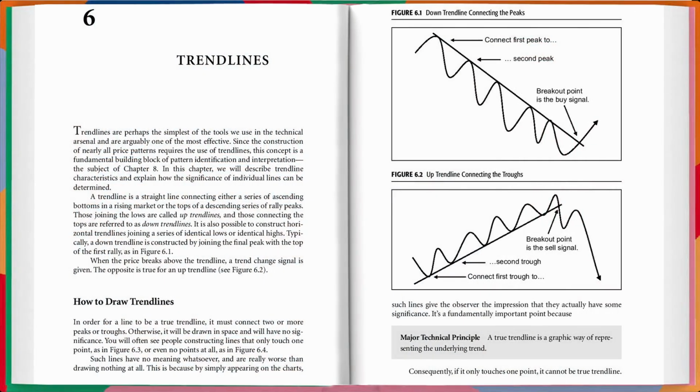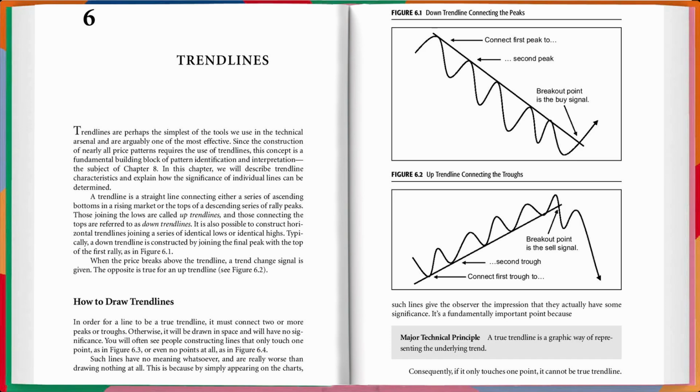Chapter 6, Trend Lines. Trend lines are perhaps the simplest of the tools we use in the technical arsenal and are arguably one of the most effective. Since the construction of nearly all price patterns requires the use of trend lines, this concept is a fundamental building block of pattern identification and interpretation, the subject of Chapter 8.